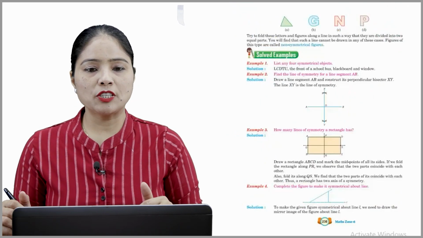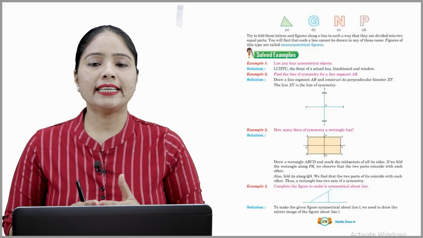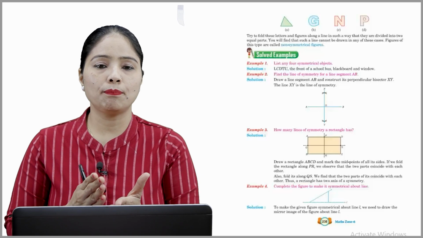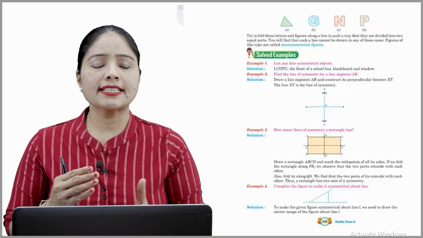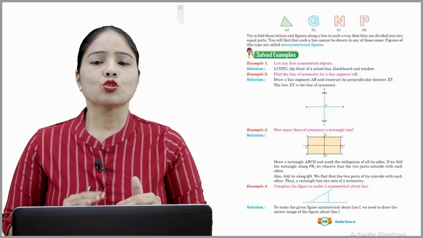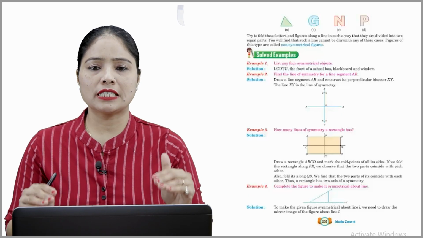So here are the given pictures. Try to fold these letters and figures along a line in such a way that they are divided into two equal parts. You will find that such a line can't be drawn in any of these cases. So figures of these types are called non-symmetrical figures.